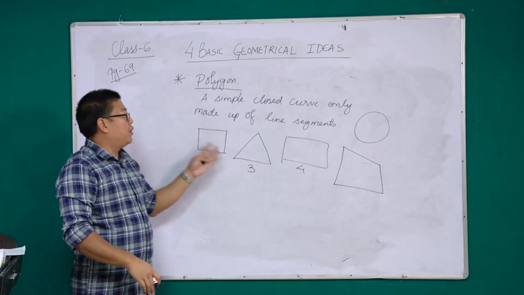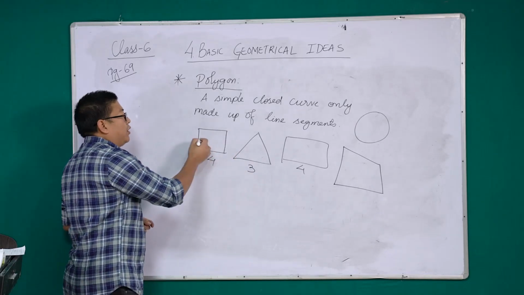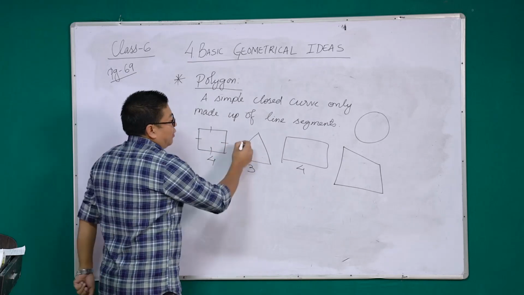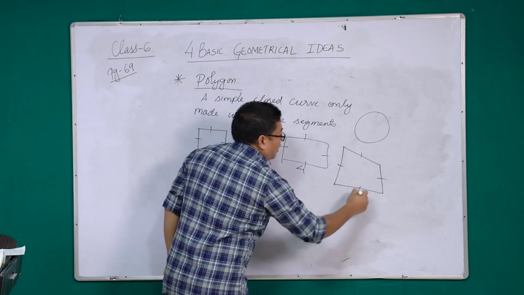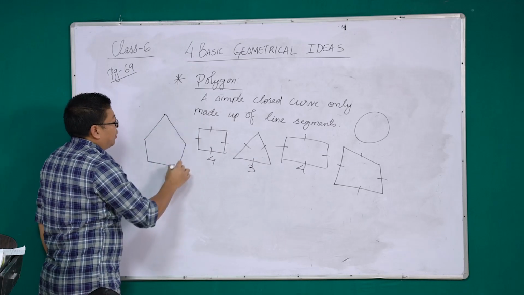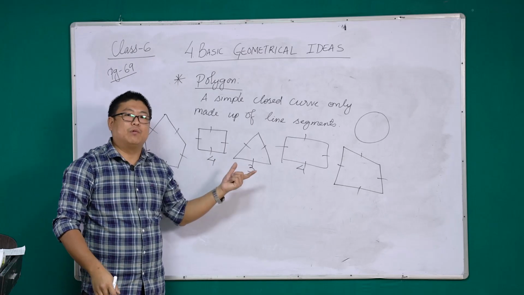Now when you look at these polygons, there are 3 things that you have to know. First is, a polygon has sides. Here we have 4 sides. Here we have 3 sides. Here again 4. Here also we have 4. Now a polygon may have a number of sides, okay? It may have 5 sides, 6, 7, 8, different numbers of sides.